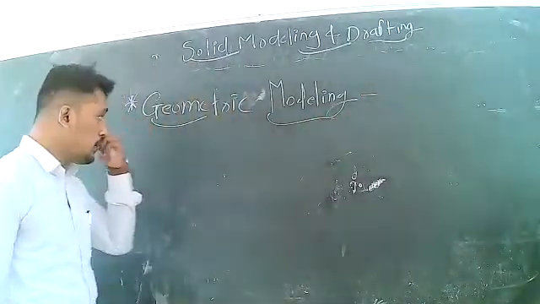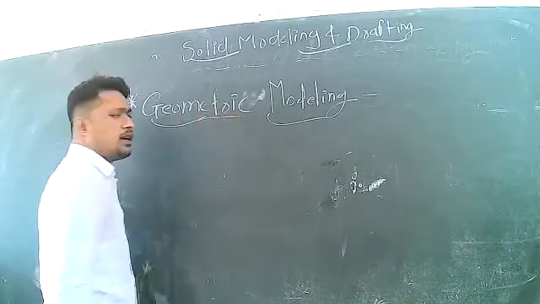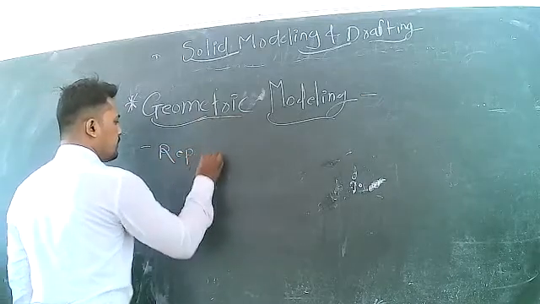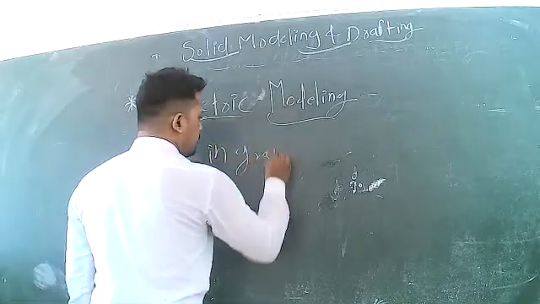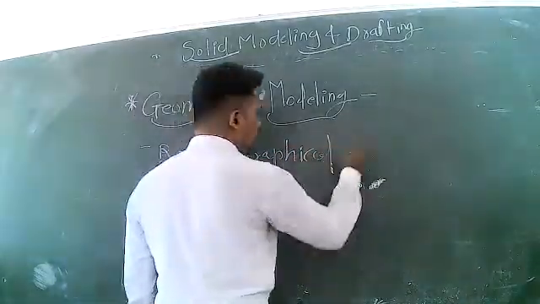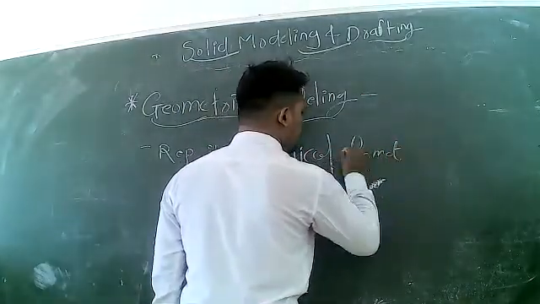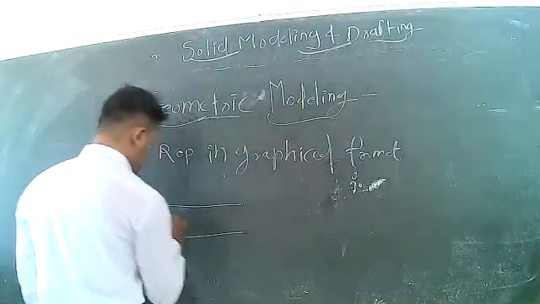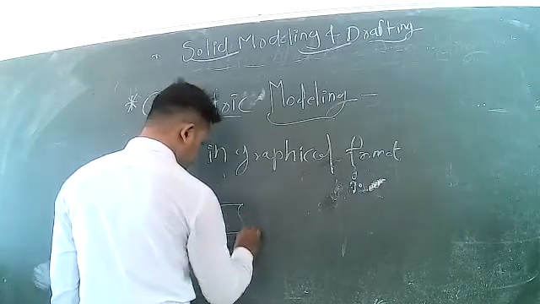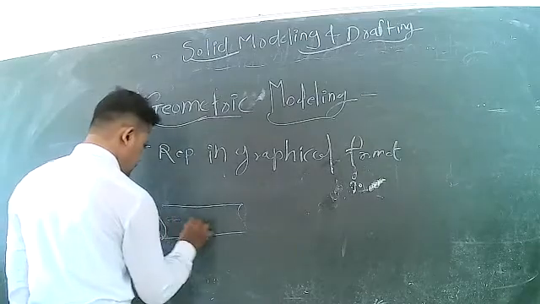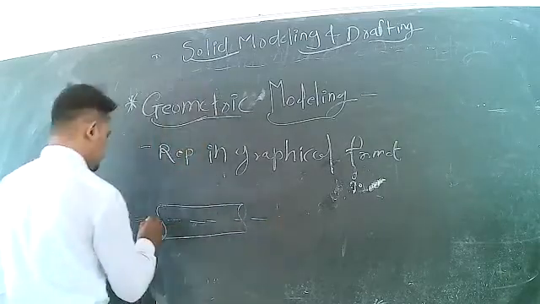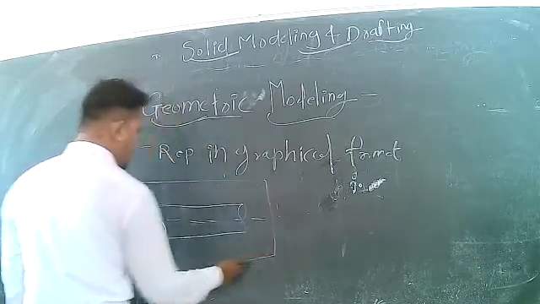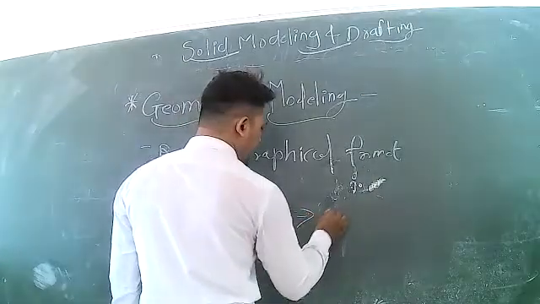Basically, geometry modeling means representation of geometry in a graphical format. And this is the shaft. There is some software like CATIA or Creo to draw this in 3D format. So we have to represent it in graphical format.